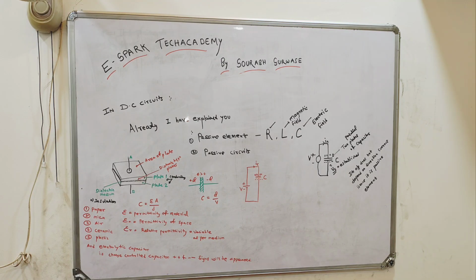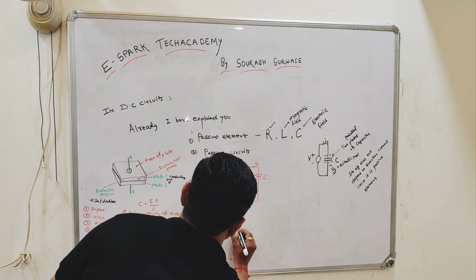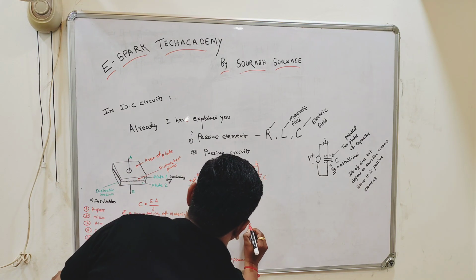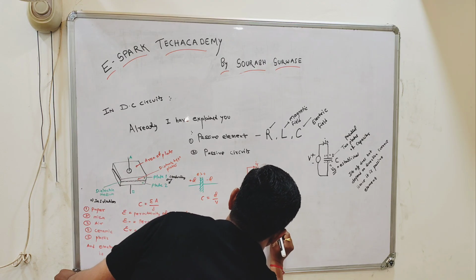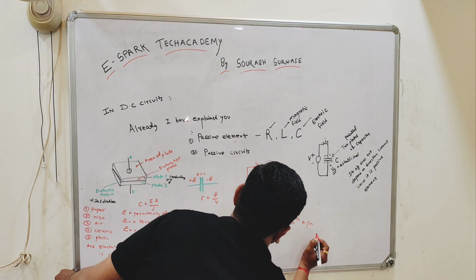And as you see in the diagram, C is equal to epsilon A by d. Epsilon is nothing but the permittivity of the material we are using, that dielectric material. It may be paper, mica, air. This epsilon 0 is the permittivity of space, if it is air, it will be 8.854 into 10 raised to minus 12 farad per meter.